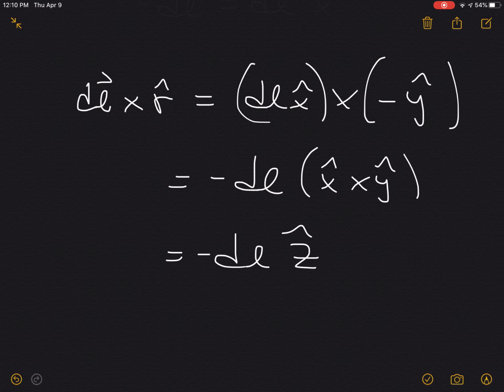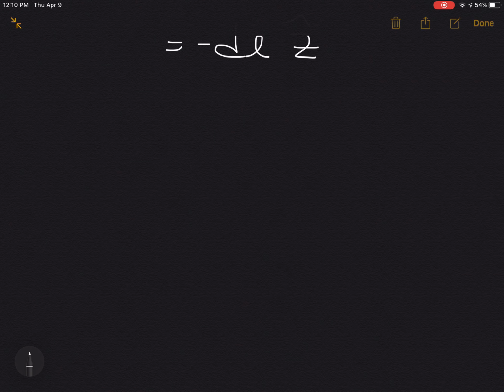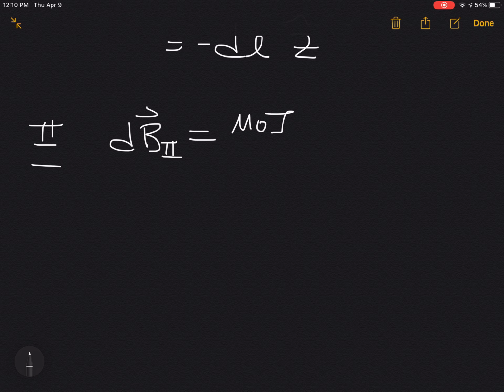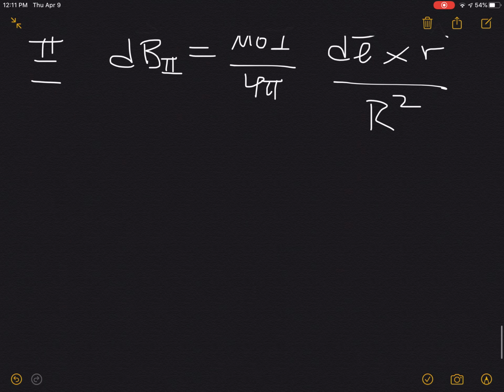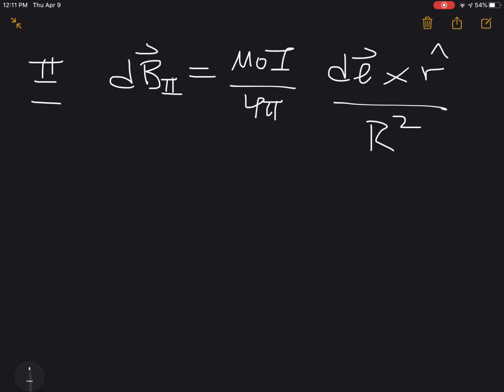Okay, so let's now go back to the law of Biot-Savart. Let's just write it out for a second. So this is dB. If we want to compute the magnetic field at the point P, we need to compute this. Mu naught I over 4 pi, and this is dl cross r hat over, and what is the magnitude of r? Now it's just the radius. So this is over r squared. So that's just a constant. Now let's compute what dl cross r hat is in general.